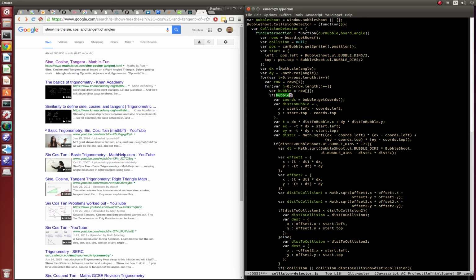Where did we do that? We did that here. Oh, the sine, yeah. Sine times the distance to bubble of x, times the dy times the distance to the bubble. So yeah, the hypotenuse can be derived by just putting those together. The x is equal to the negative t times the dy plus the start left. Oh, okay. This is where we started. This is the negative t times the dx.